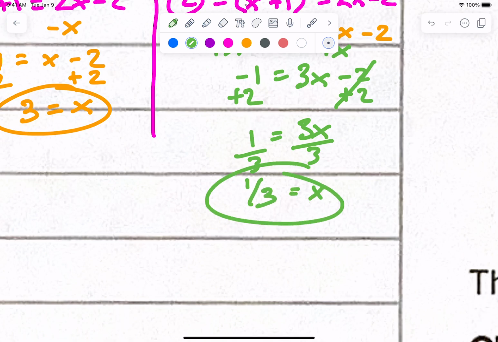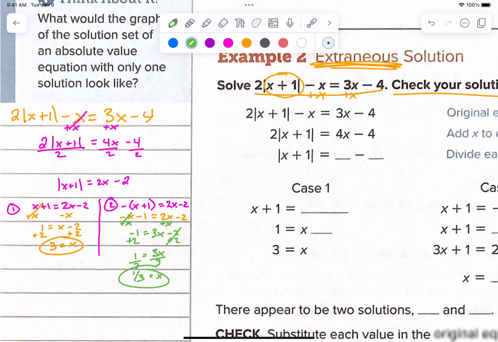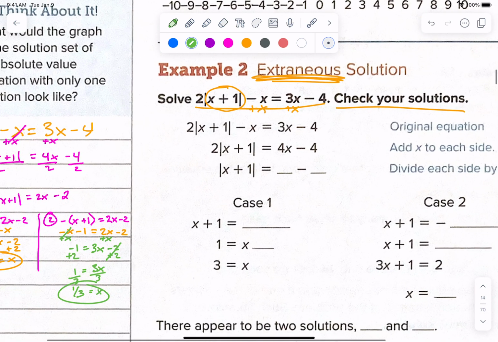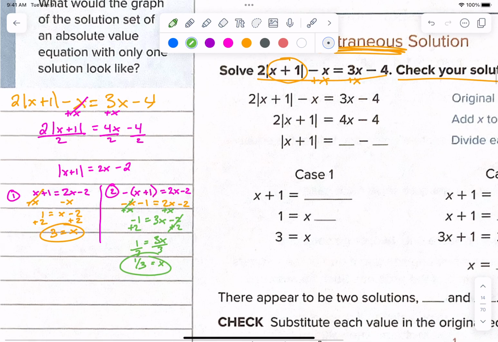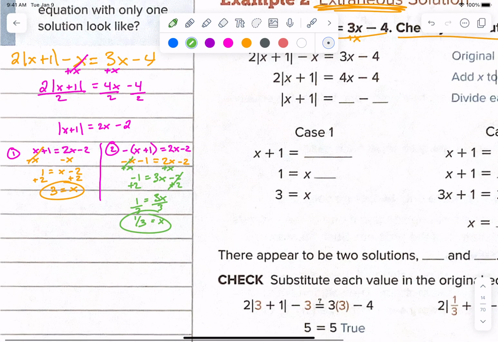All right, now here's the deal. One of these is an extraneous solution, which means the answer is wrong. We have to plug back in to see if it comes out nicely. I'm going to start with the original. 2 absolute value of x plus 1 minus x equals 3x minus 4. That's the original. I'm going to plug my numbers in.